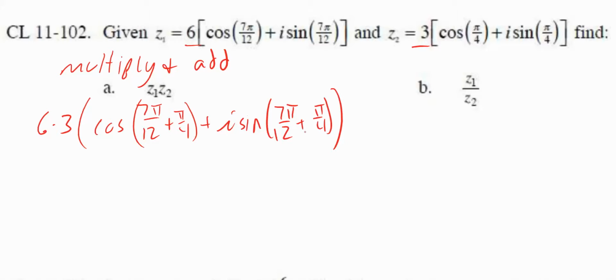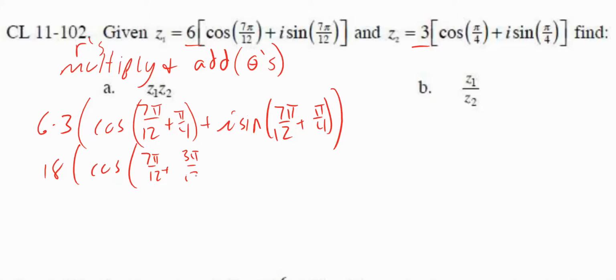And I'll go through this. So we multiplied the r's and we added the thetas. Good. 6 times 3 is 18. Cosine of, let's come up with a common denominator, it's probably going to be 12. 7 pi over 12 plus 3 pi over 12 is 10 pi over 12.